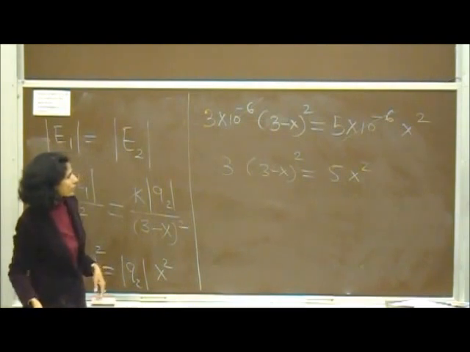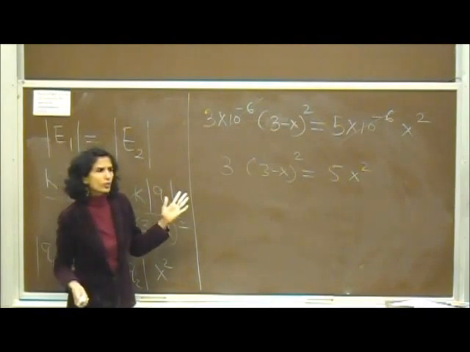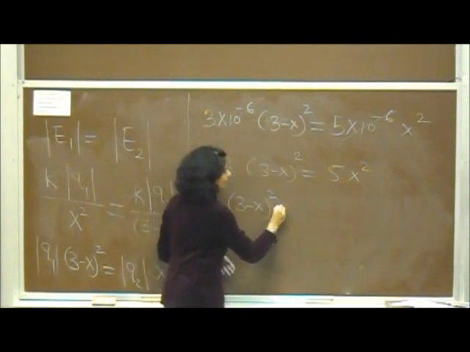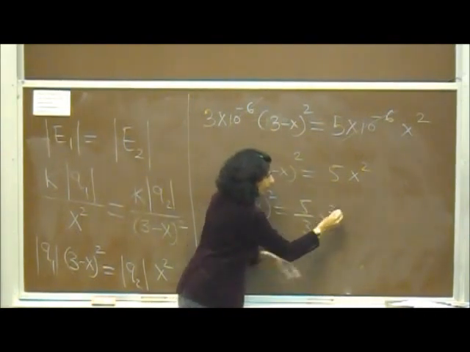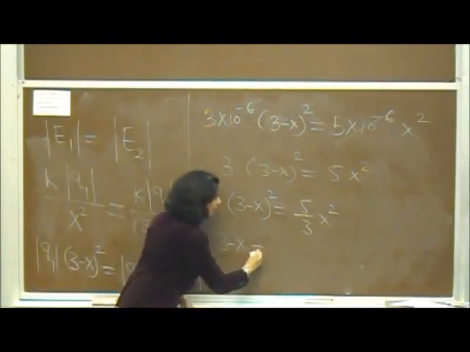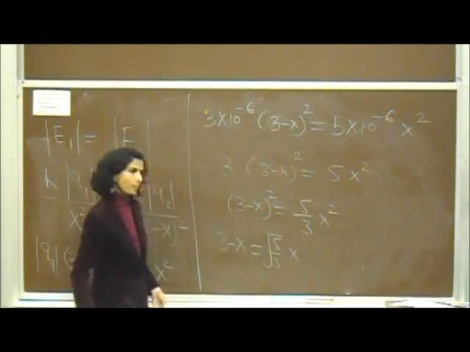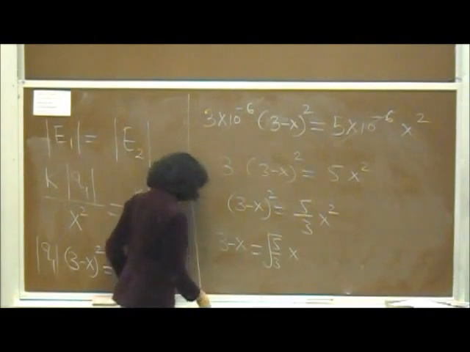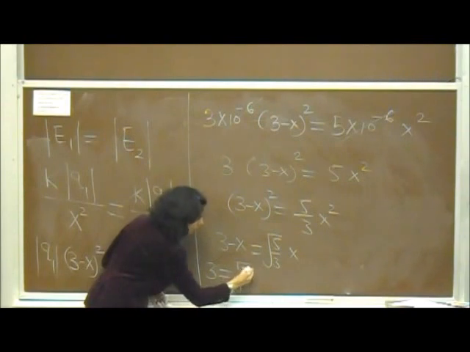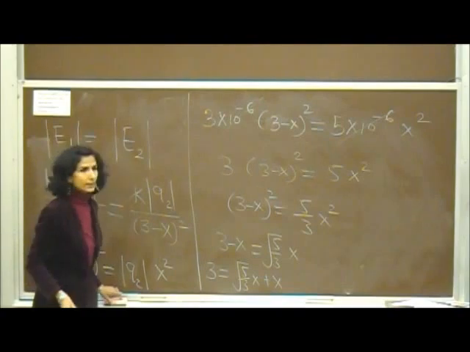I could have chosen my numbers to be prettier, but that's all right. So one thing we can do is take the square root of both sides, right? Let's first do this. (3 minus x) squared is equal to 5 over 3 x squared, right? Let's take the square root of both sides, then we get 3 minus x is equal to square root of 5 over 3 times x. Or from here, what do we find? 3 is equal to square root of 5 over 3 times x plus x, right?